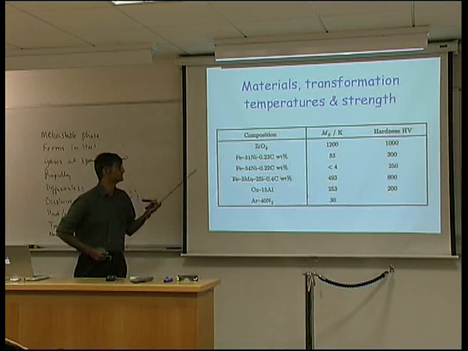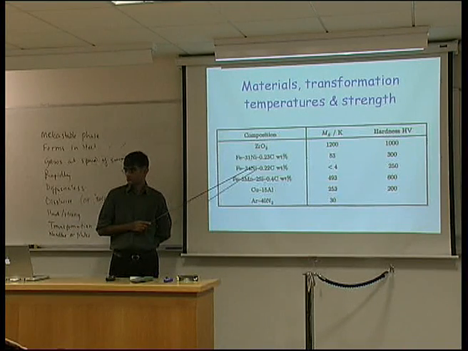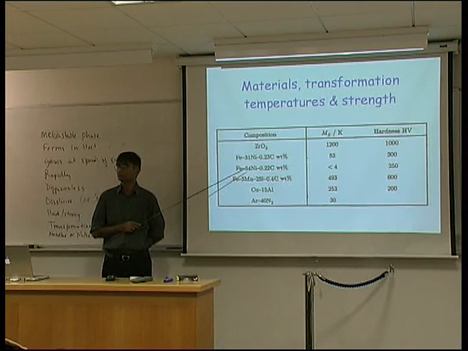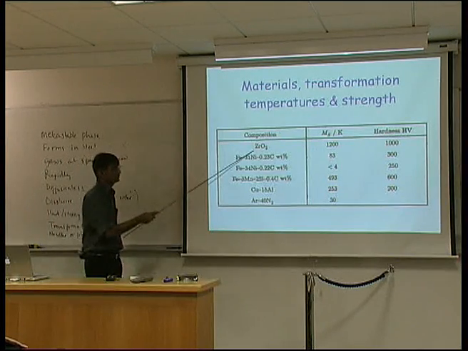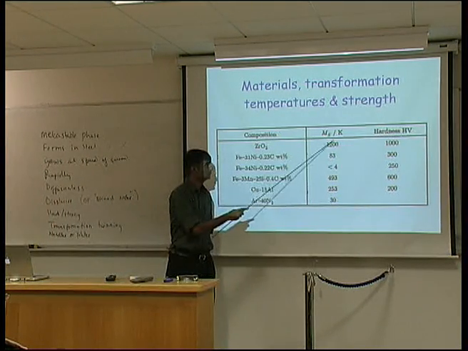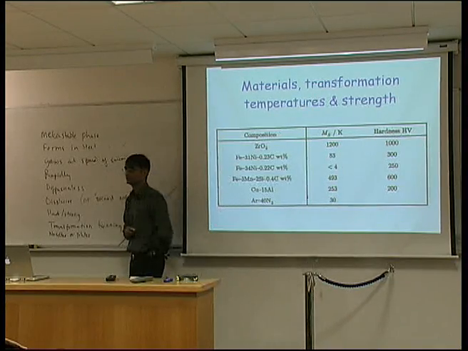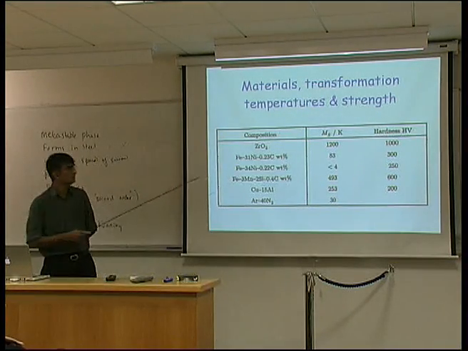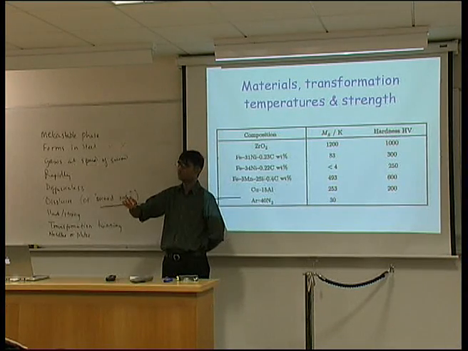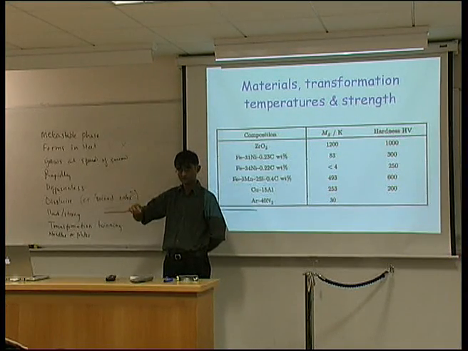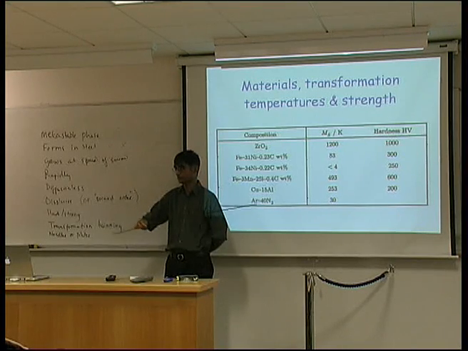So here is a conservative list of materials in which we get martensitic transformations. Zirconia, for example, will undergo martensitic transformation when you cool it below 1200 Kelvin. MS here stands for the martensite start temperature. That means the temperature at which martensitic transformation first begins during cooling.